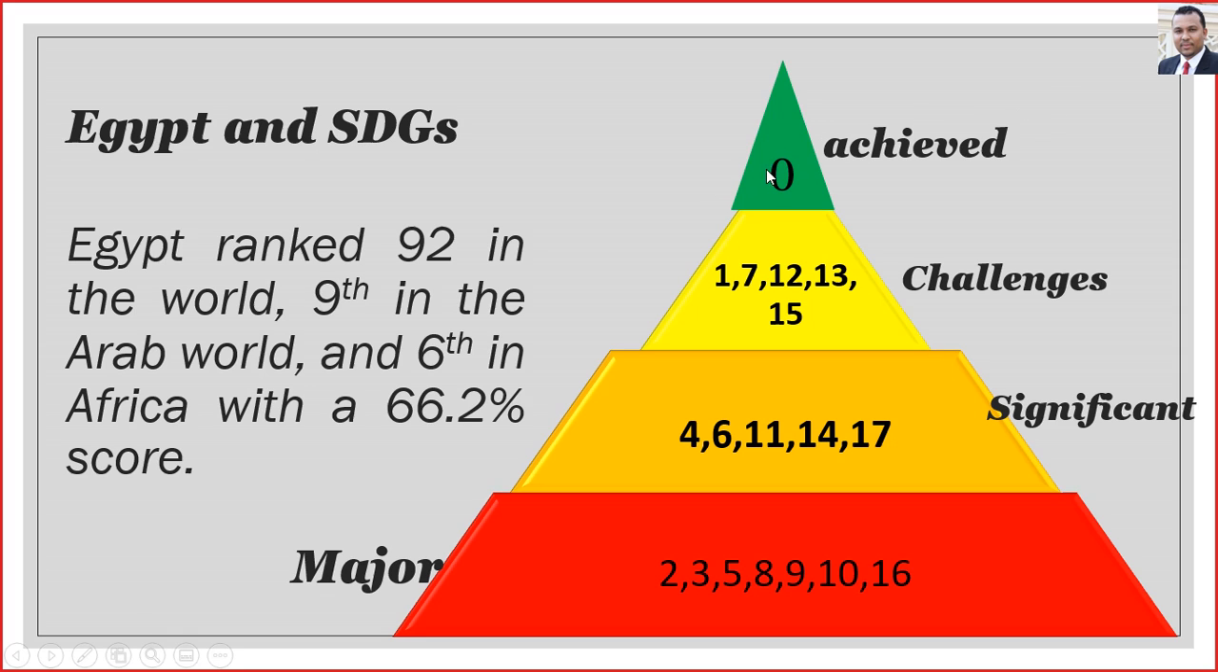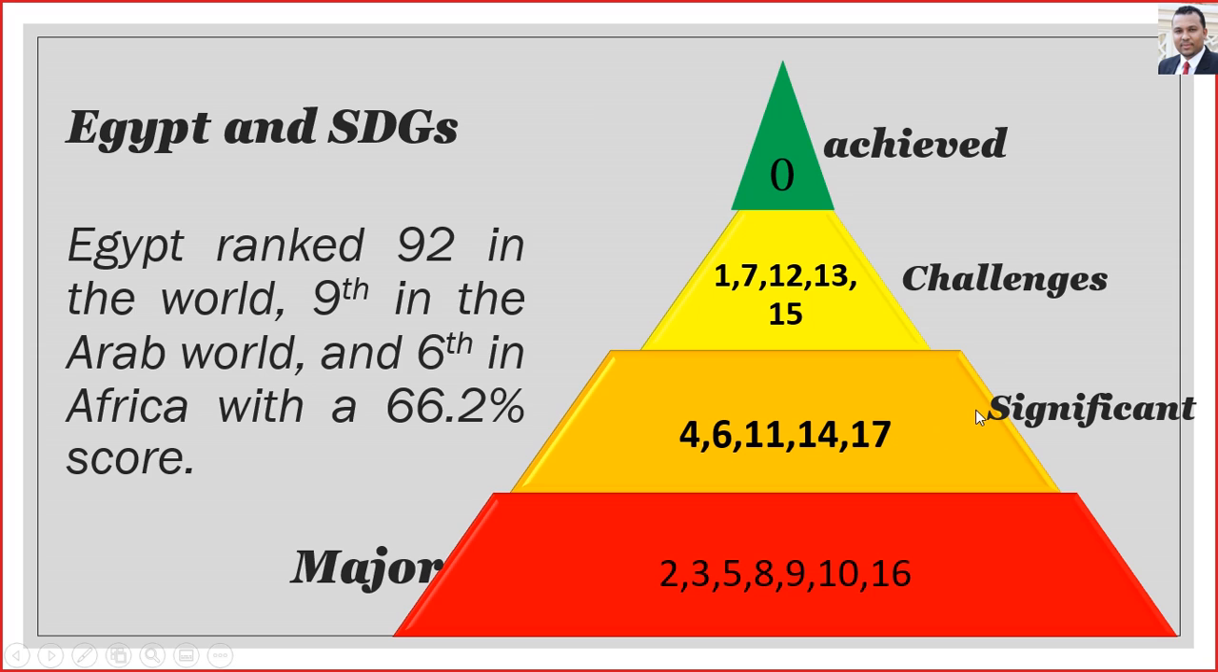How many goals achieved for Egypt? Zero green goals for Egypt. Next, what about yellow goals? Yellow goals mean there remain some normal challenges that limit achieving the goals. How many yellow goals in Egypt? 5 yellow: SDG number 1, SDG 7, SDG 12, SDG 13, and SDG 15.